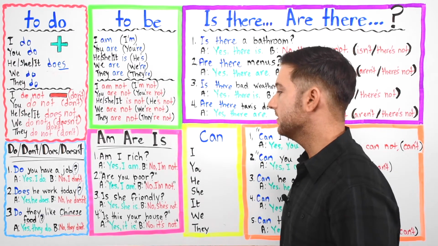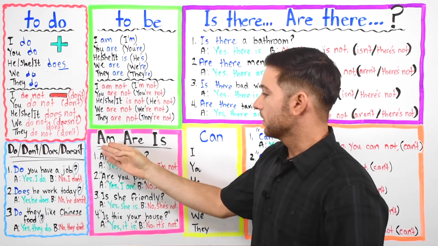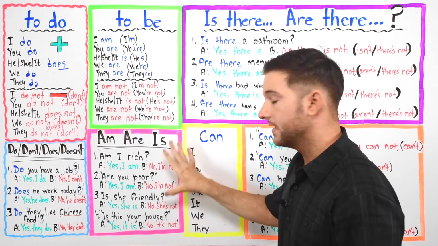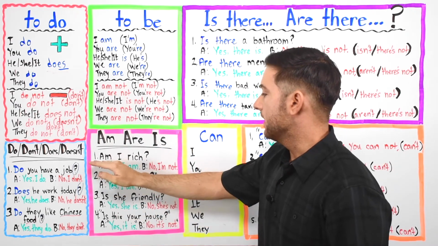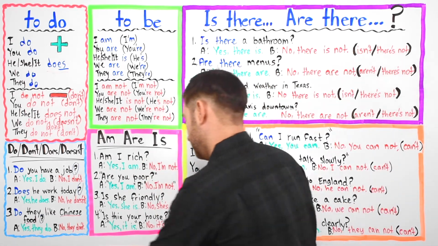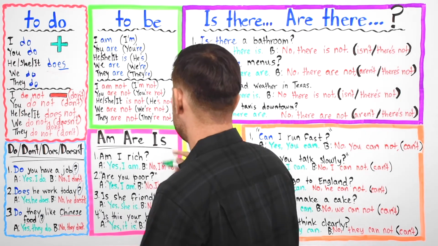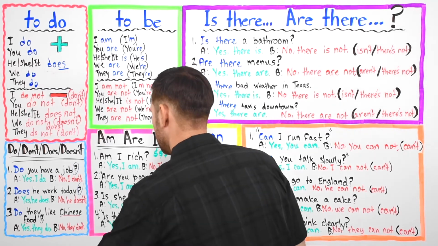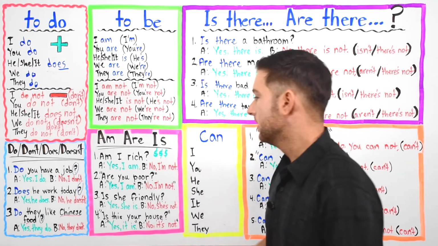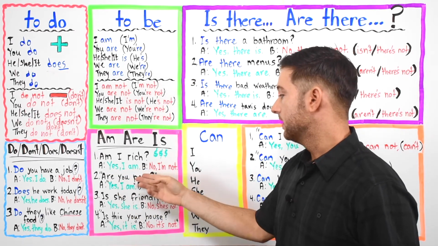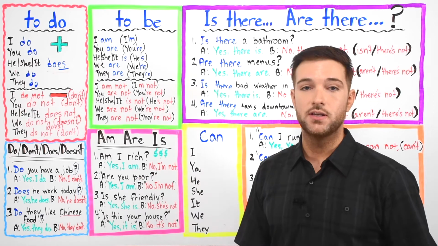Okay, so let's go ahead and look at the examples. We're going to use the words am, are, and is. Again, we're making questions. Number one, am I rich? Meaning, do I have a lot of money? Rich is when you have lots and lots of money. Okay, like you have $1 million, $2 million, $3 million. You have a lot of money if you're rich. Am I rich? And as a response, you can say, yes, I am. Or you could say, no, I'm not.